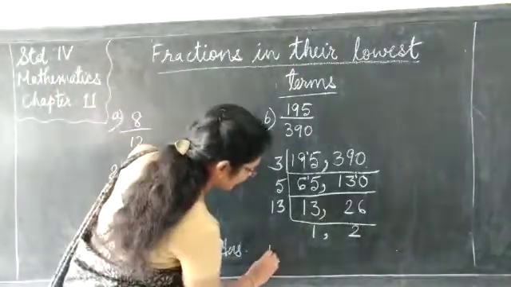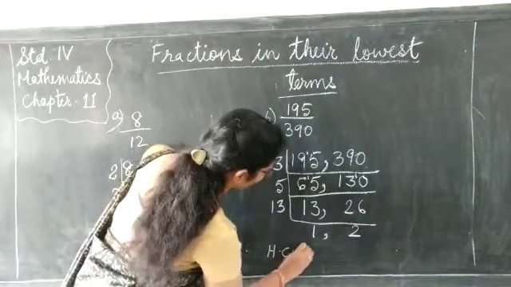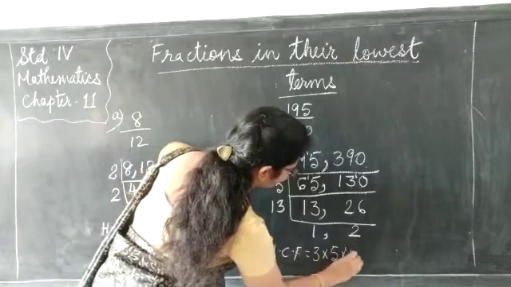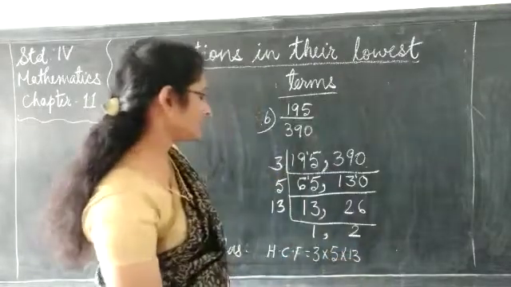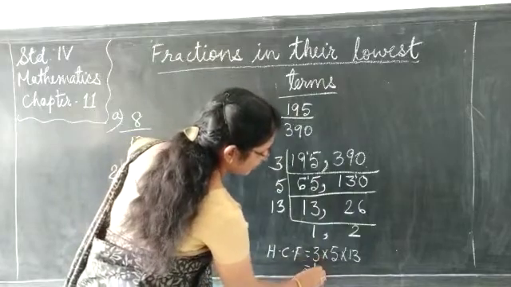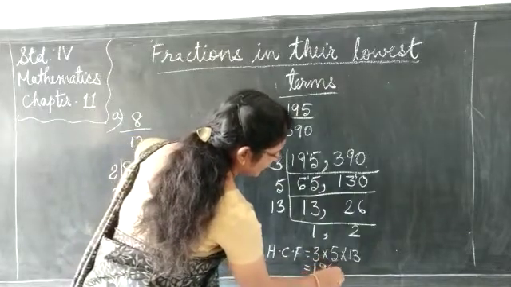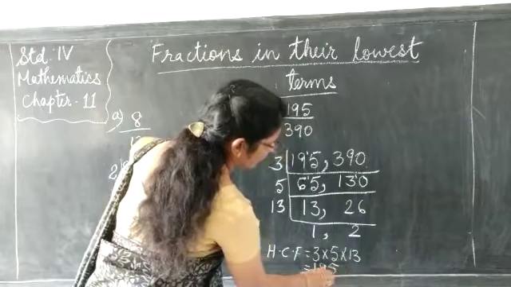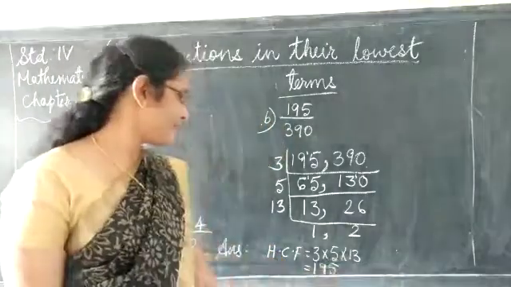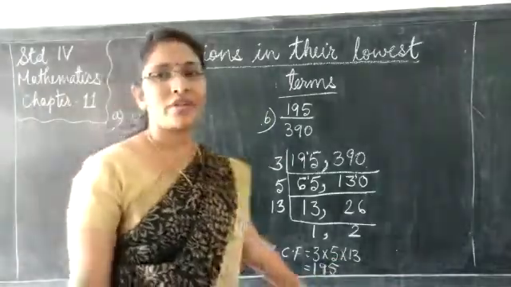We are going to find the HCF. HCF is equal to 3 into 5 into 13. When you multiply them, we will get the answer 195. HCF will be 195. Okay. Now what do we have to do?